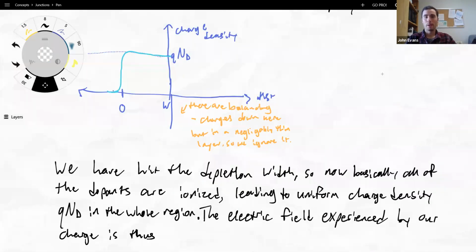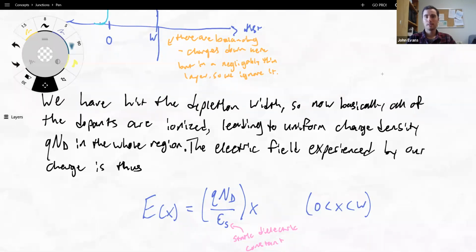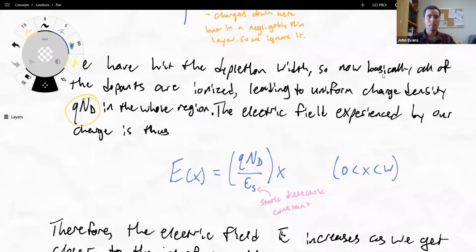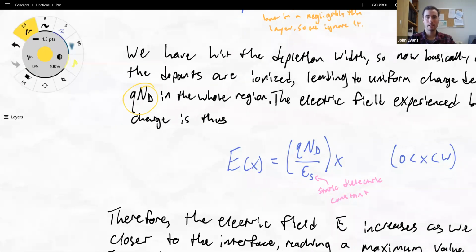Okay, so now we hit the depletion width. All the dopants are ionized, and there's uniform charge density, Q N D, in the region. Now remember, N sub D is the number of our dopants, and we're just multiplying that by the fundamental charge, saying each dopant has one fundamental charge. So the total charge density is going to be equal to that many charges, right? Cool.